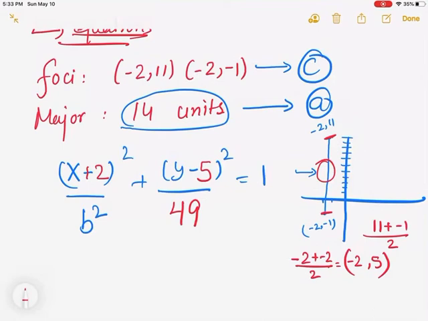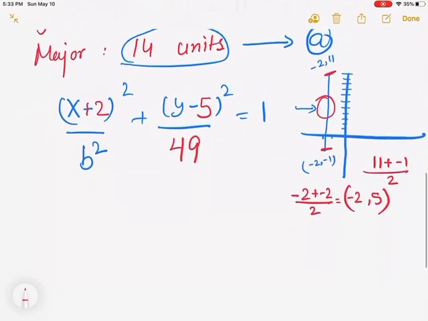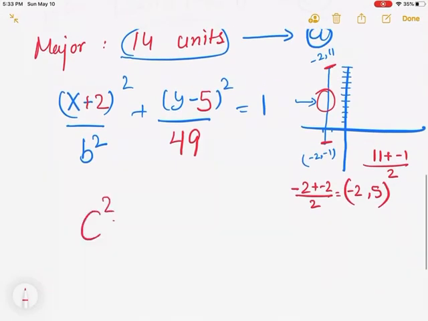So how would you find b squared? Since a is there, c is there, this is where we need that other equation: c squared equals a squared minus b squared. Plug it in. Do we know c? c is the distance from the center to the foci points. I know the center point.